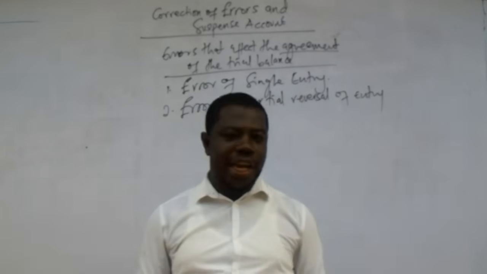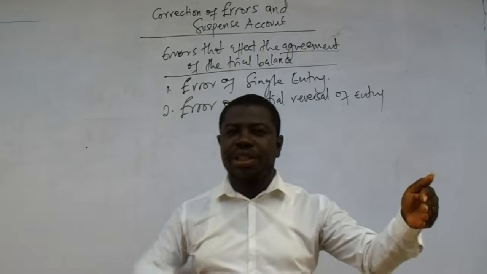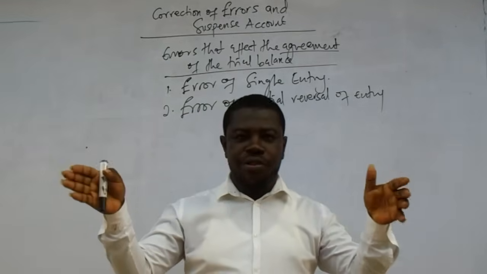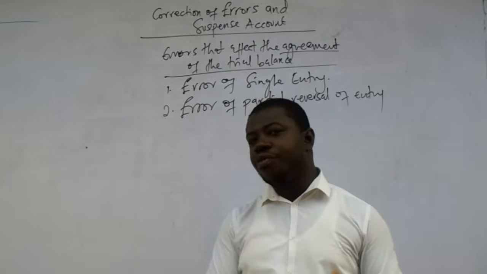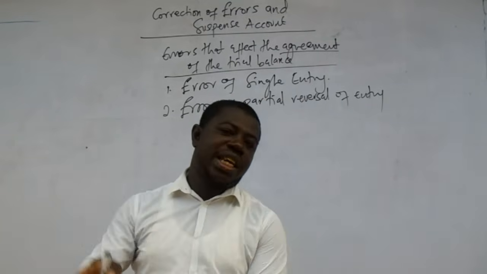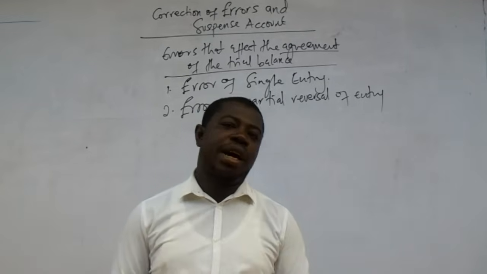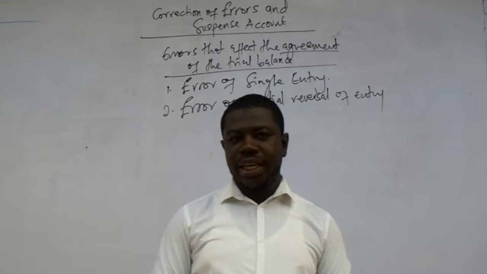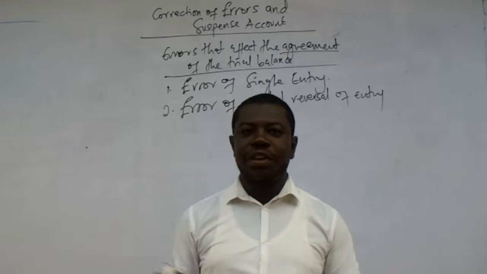When such an error occurs, obviously the trial balance will not balance because we need a corresponding debit and credit entry to make the trial balance balance. So if you are doing two entries for the debit, then you are shorting the credit side by the double effect of it. And so your trial balance will fail to agree in the end because you have overstated the debit side, leaving the credit side.